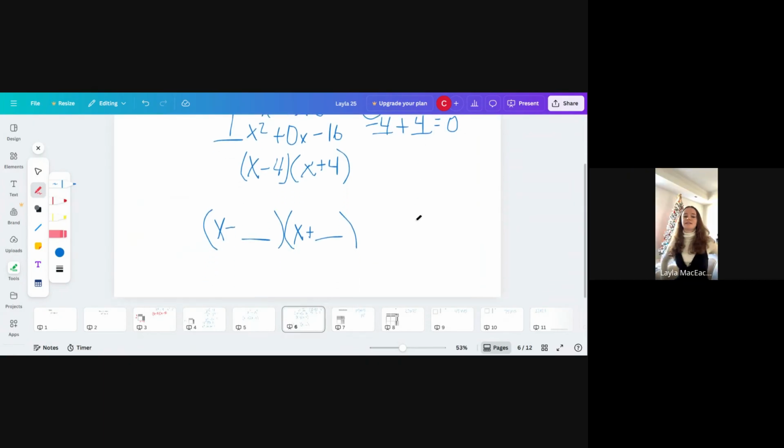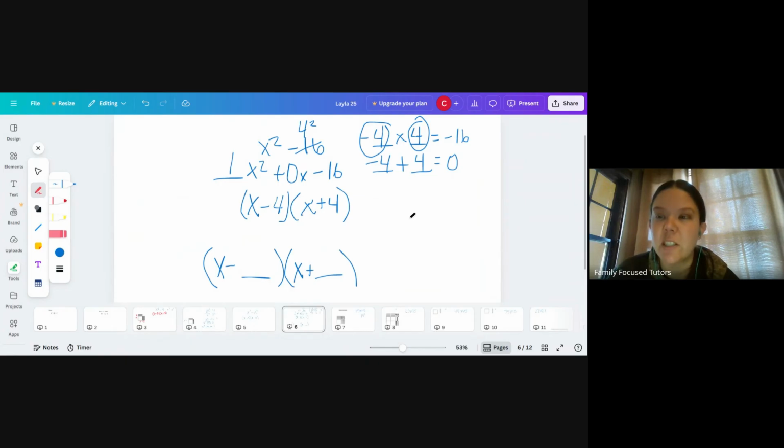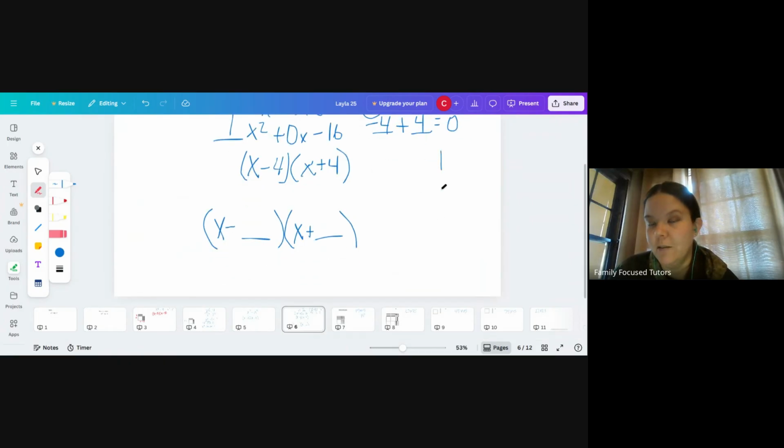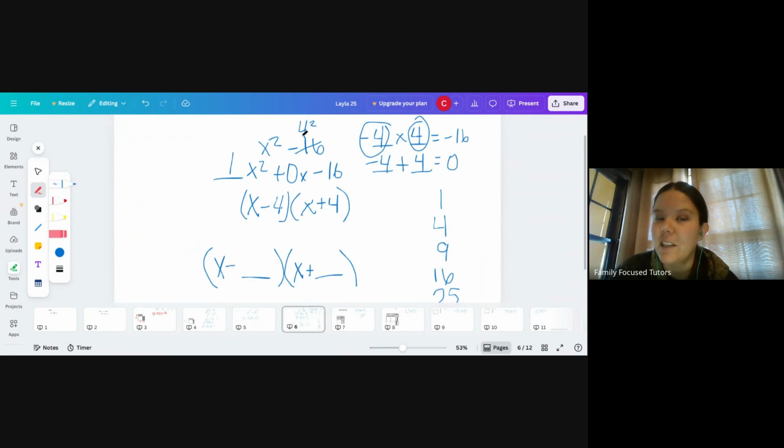Will it work out every time though? When it's perfect squares, yes. So if you have the difference, so a subtraction problem between perfect squares, it will work out. So perfect squares are like 1 times 1 is 1, 2 times 2 is 4, 3 times 3 is 9, 4 times 4 is 16, 5 times 5 is 25. So if you continue that pattern, these are all perfect squares, and then anything times itself is a perfect square. If this factor here is a perfect square as well as this, it will work out this way.